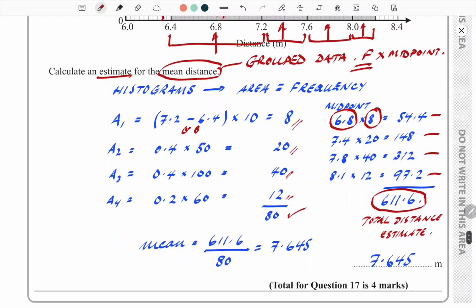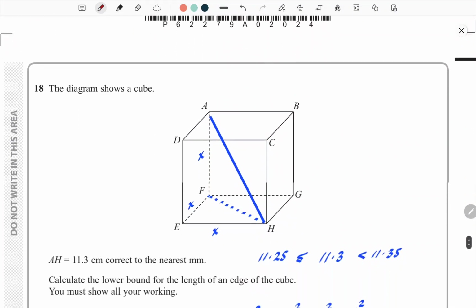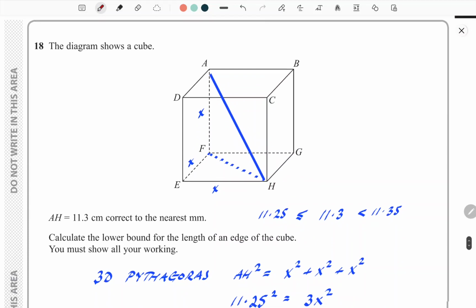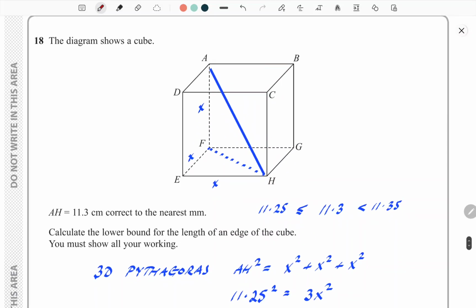So that total distance divided by the number of competitors will give us the average distance jumped by each competitor. So that's 7.645. The question hasn't stated one decimal place, three significant figures, or two, so we just write down all the numbers to be safe. All right, 7.645. Quickly moving on to the next question, 18.